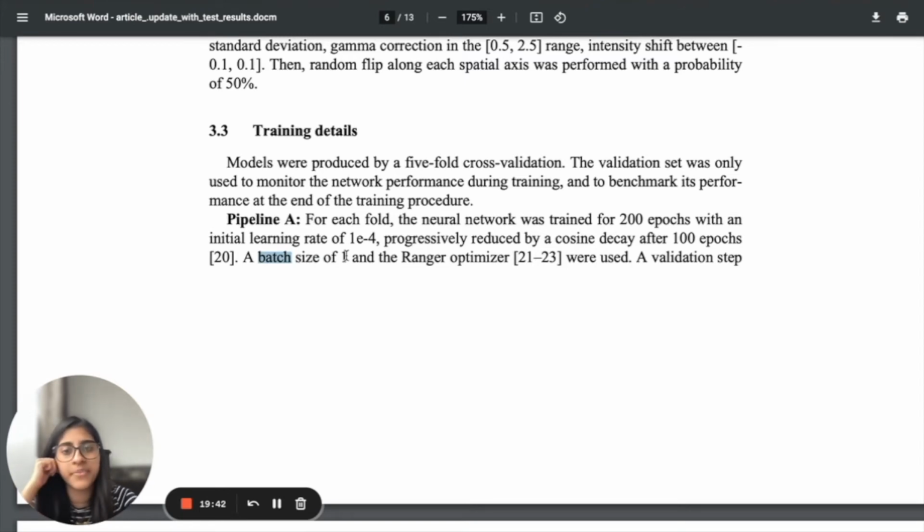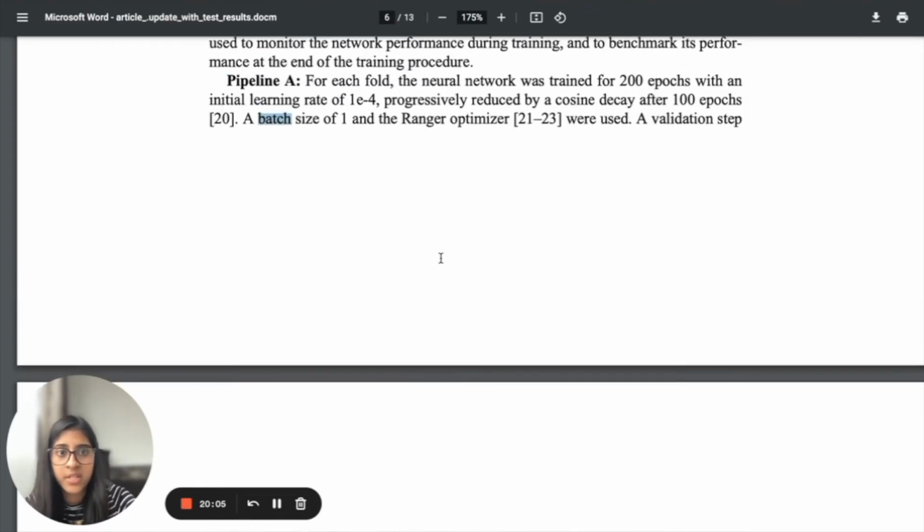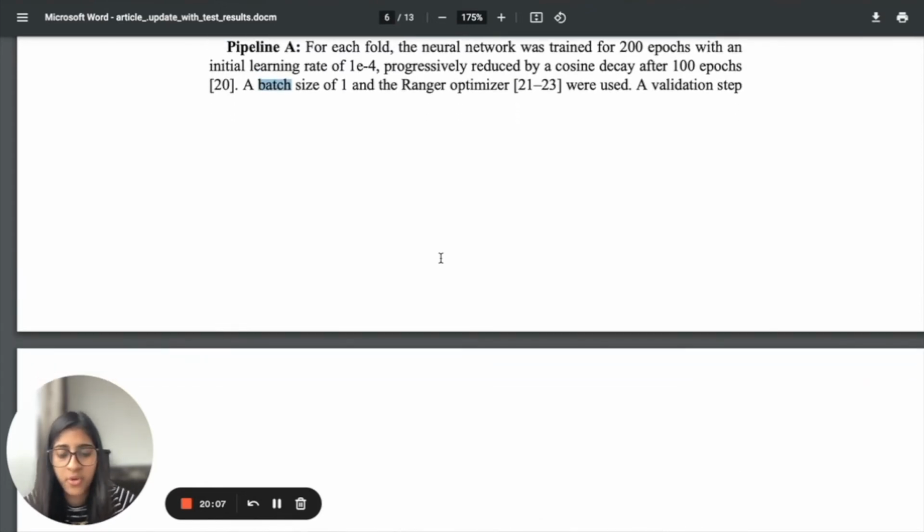The Ranger optimizer is basically a combination of the RAdam and Lookahead optimizers. Although I'm not sure if this worked out in their favor or if they looked at other optimizers as well. They don't talk about that, so I'm assuming that this might have been the most efficient one used.